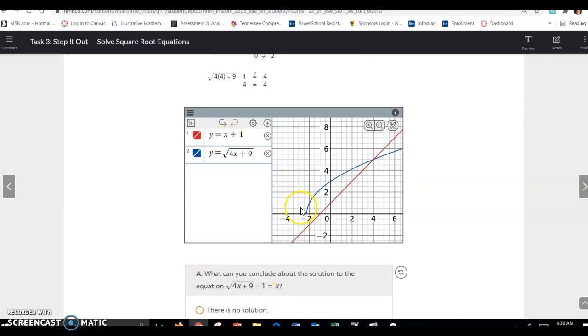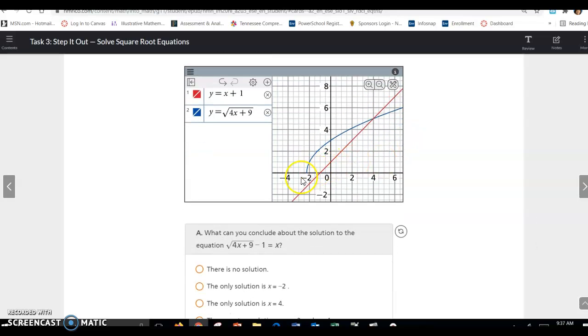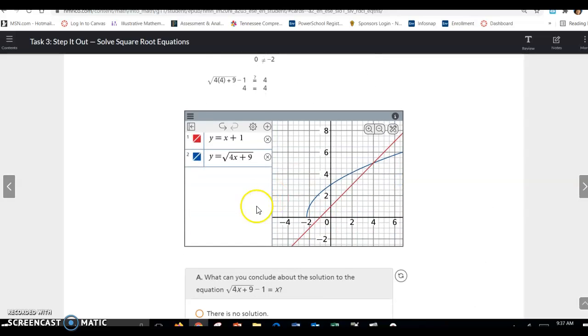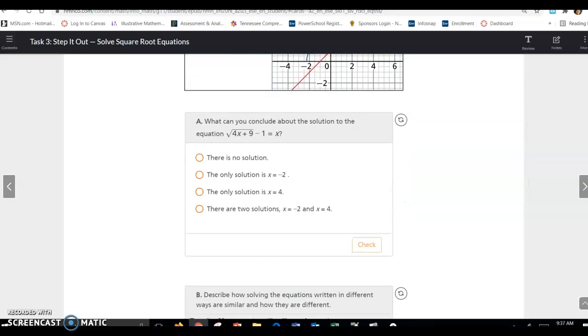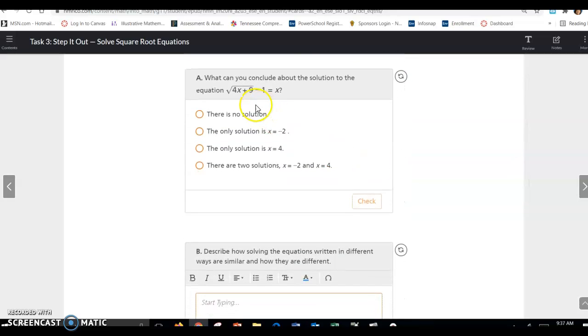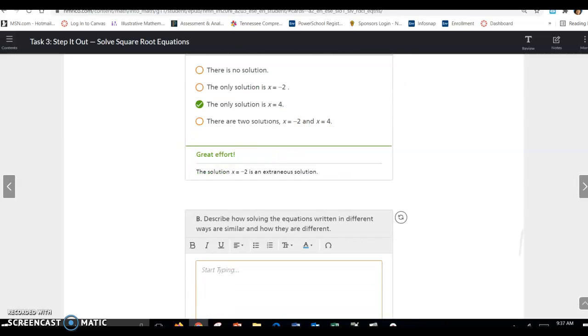Now, if you graph these two, you can see that 4 is where they intersect. So 4 graphically also shows that it is a solution. And if you look at -2, the blue line touches, but the red line does not. Because these two lines do not intersect, that is an extraneous solution. That is not a solution. So the only real solution is 4. What can you conclude about the solution of the equation? There is only one solution, and that's at x equals 4.